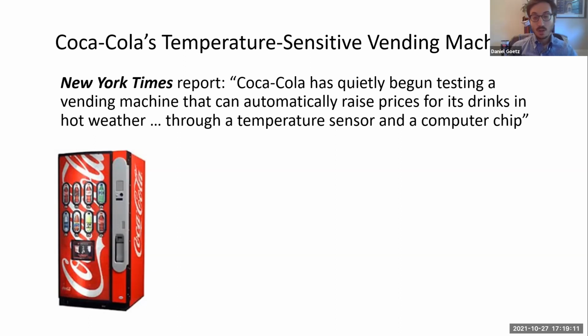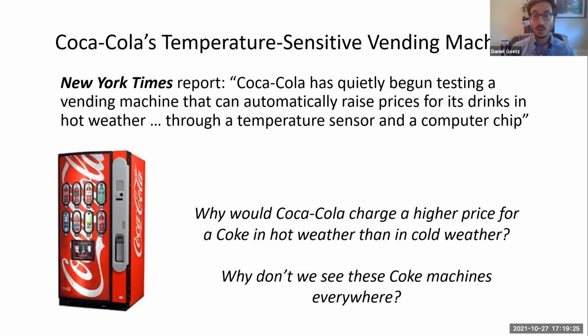Higher demand, right? So consumer perceived value, just like with the star, is higher. And in this case, it's higher based on context. If it's hot, then you value it more, right? Demand goes up. So that's why you would charge a higher price for a Coke in hot weather. We don't see these machines anywhere, right? I've never seen a machine like this that charges a higher price for Coke in hot weather. Why not? Backlash. What does that mean, backlash?